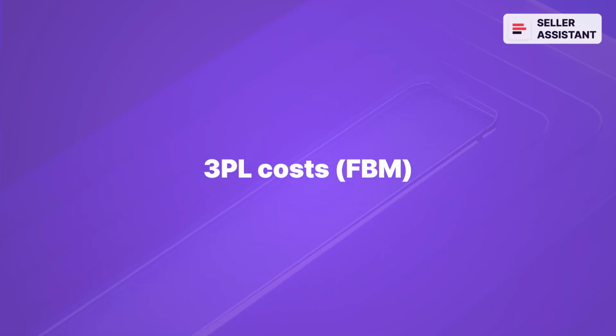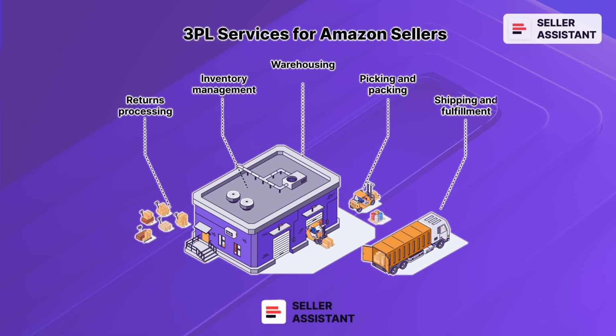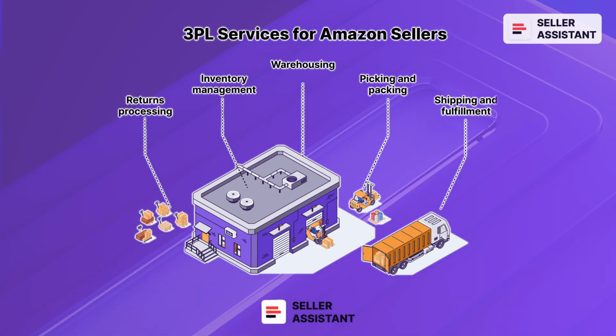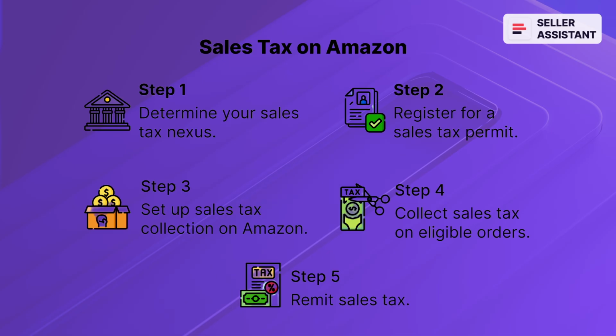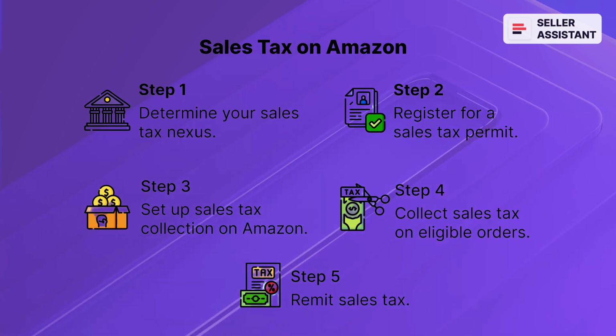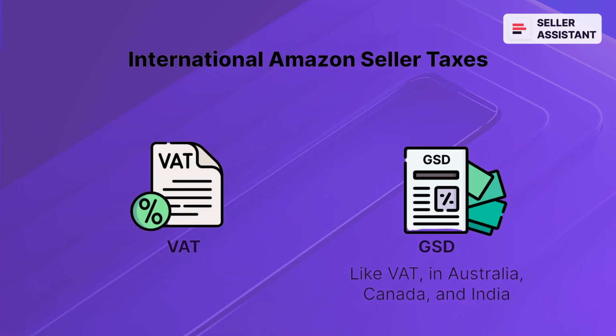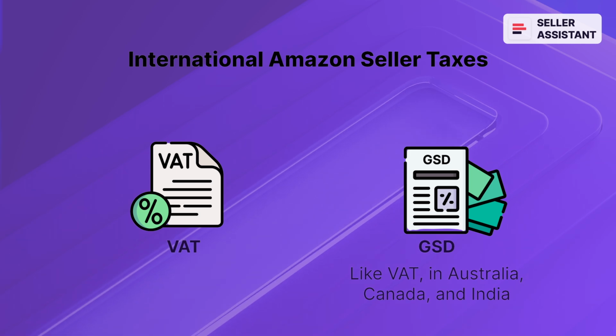3PL costs, FBM. The 3PL is a third-party logistics service provider preparing your inventory and shipping it to the customer. This service is often used by FBM sellers. Sales tax and VAT. Sales tax for Amazon sellers is typically collected by Amazon on behalf of sellers. But in some cases, depending on where your business is located, you will need to collect it. VAT, value-added tax, is paid when you sell internationally.